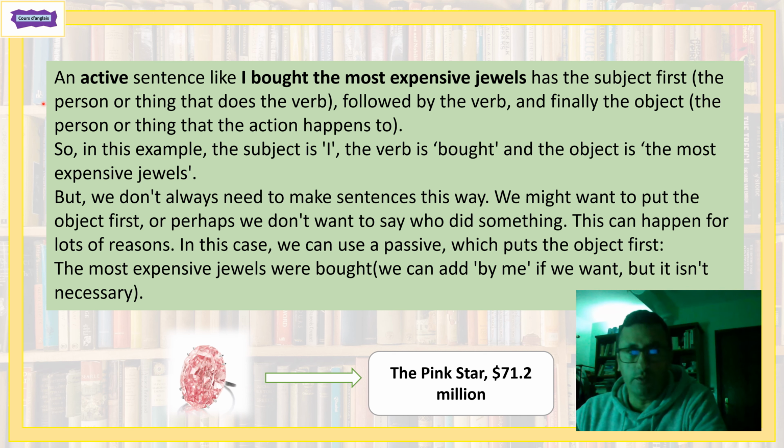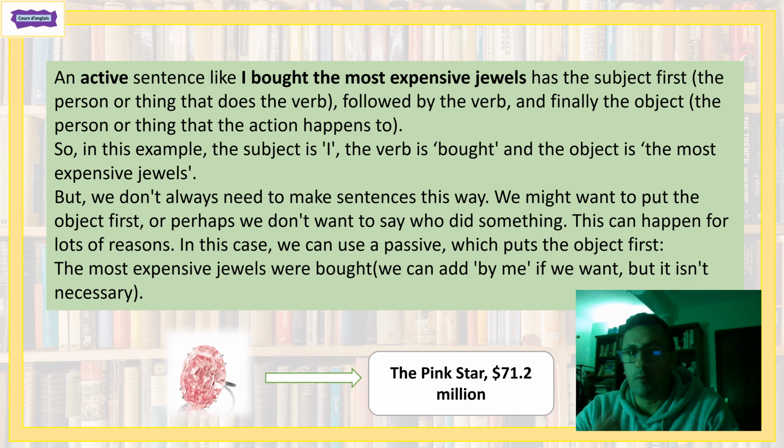Alors là, je vais vous traduire. Une phrase active comme I bought the most expensive jewels, j'ai acheté les bijoux les plus chers, a le sujet en premier. La personne ou la chose qui fait le verbe suivi du verbe. Et enfin, l'objet. La personne ou la chose à qui l'action arrive. Ainsi, dans cet exemple, le sujet est I, je. Le verbe est bought, acheter. Et l'objet est les bijoux les plus chers.